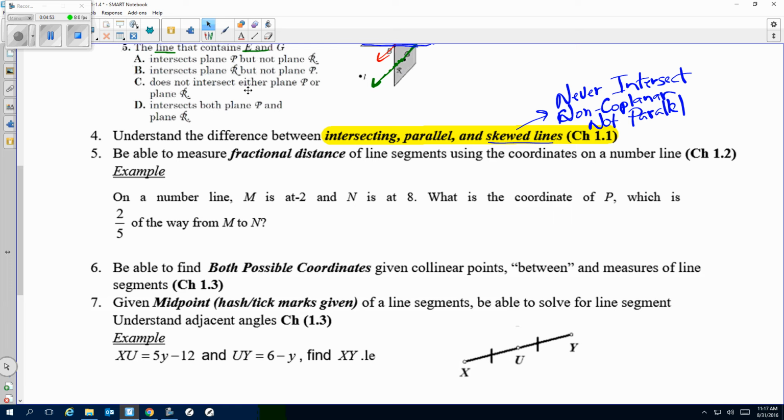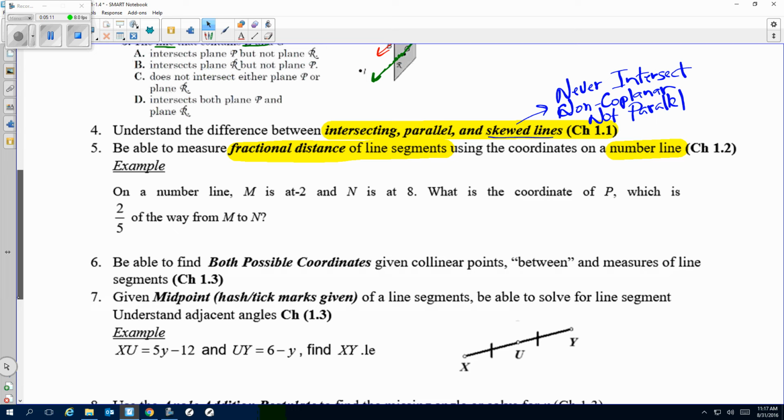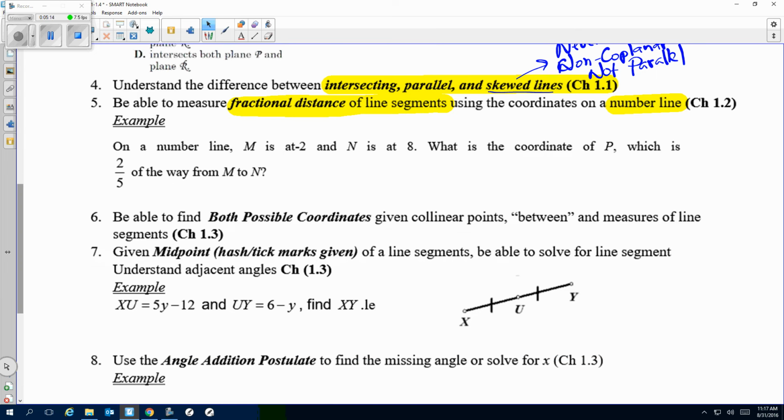Now, fractional distance of a line segment. This is important, and it will be using a number line for this problem. You will need to know to draw a number line and use what you know about a number line to come up with the answer. I gave you an example here. On a number line, M is at -2, N is at 8. What is the coordinate of P, which is 2/5 away? That's the fractional distance from M to N.